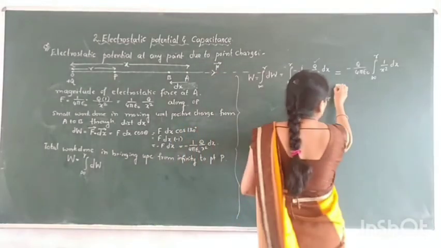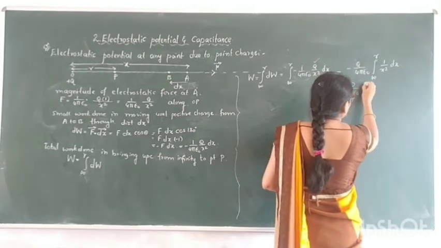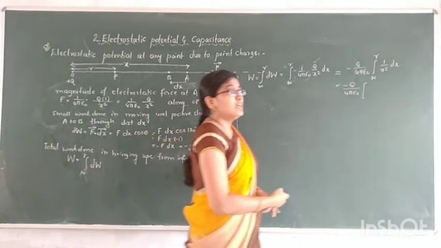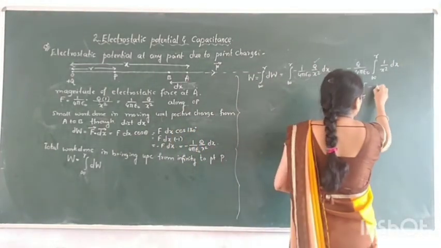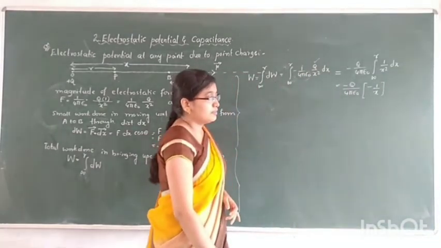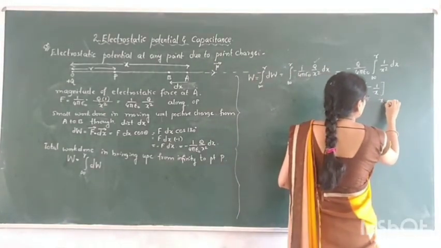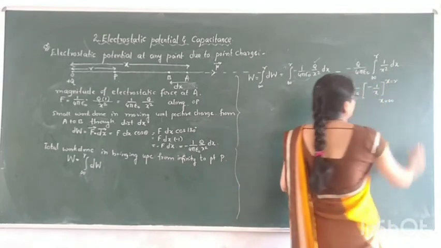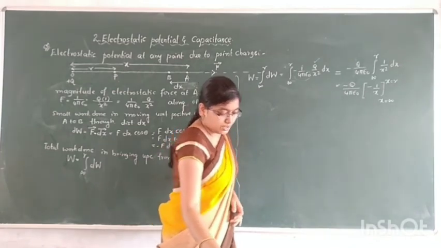Now when we integrate it, q by 4 pi epsilon naught. Yes, what is the integration of 1 by x square? That is x raised to minus 2, the formula gives minus 1 by x. Correct? So now apply the limits, x equal to infinity to x equal to r.